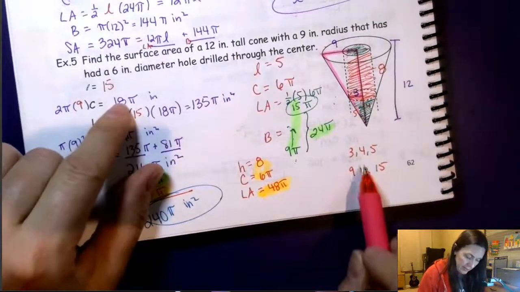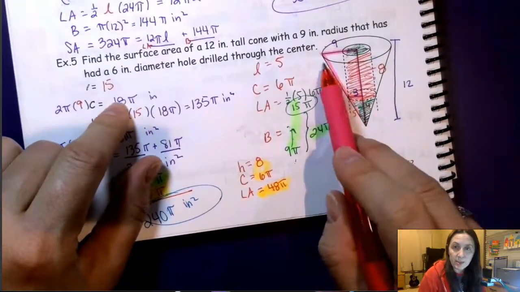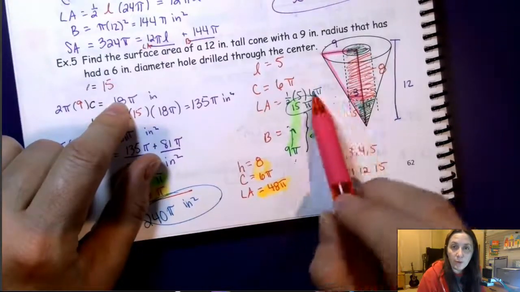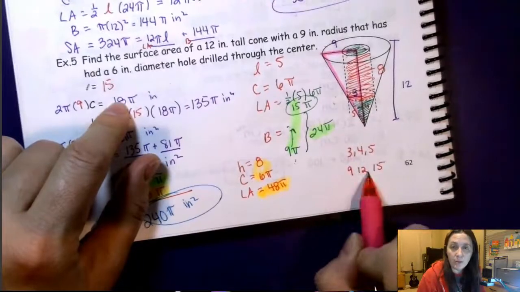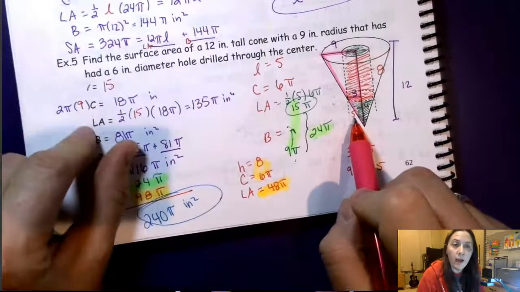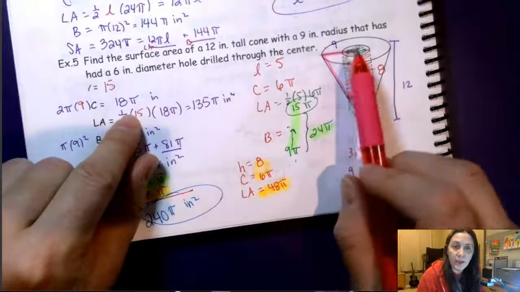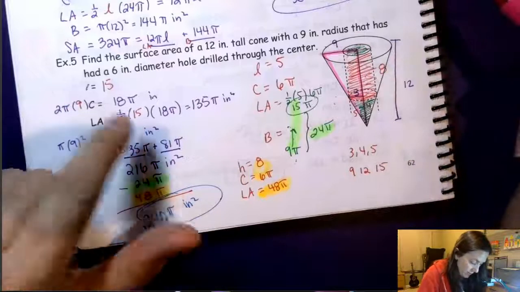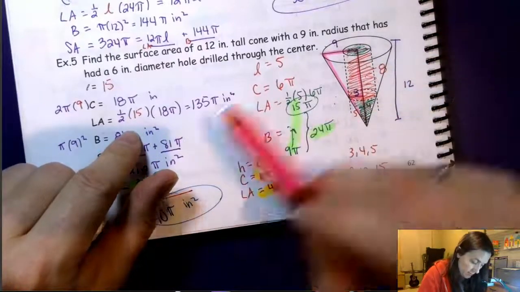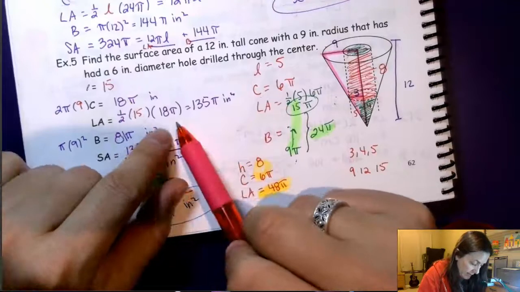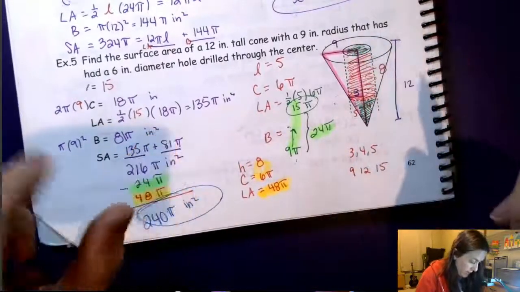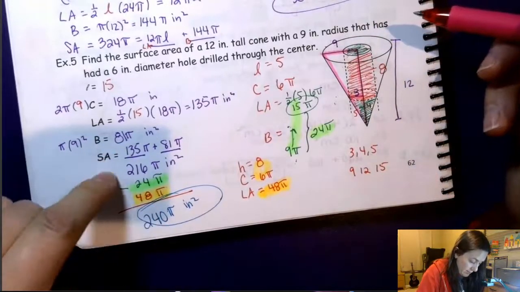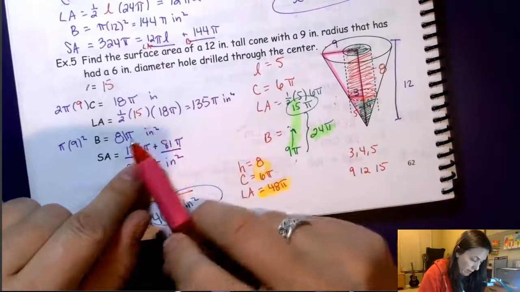Did I use it anywhere? I did this as my Pythagorean theorem. But I know this is 9 and 12, 3, 4, 5, 9, 12, 15 is a Pythagorean triple. So we know the slant height. 2 pi 9, 18 pi is the circumference down here. Lateral area, 1/2 slant height times the circumference, 18 pi. Area of the base, 81 pi. Surface area right here, 135 pi plus 81 pi.